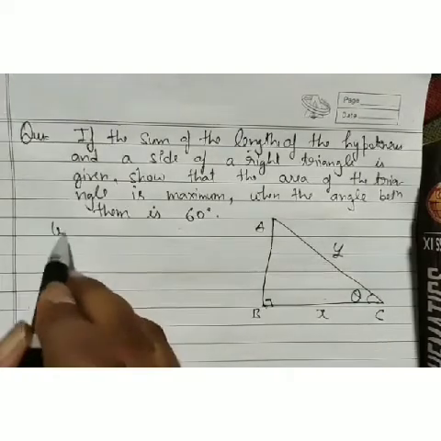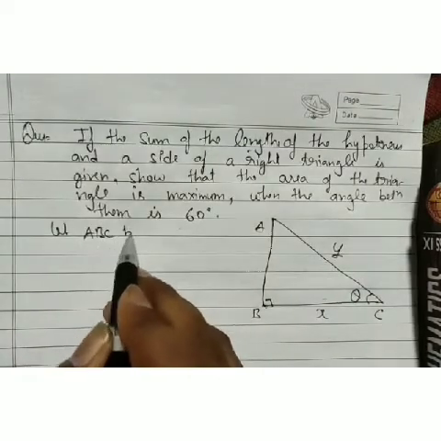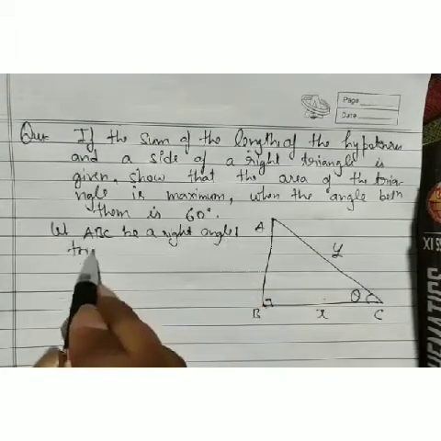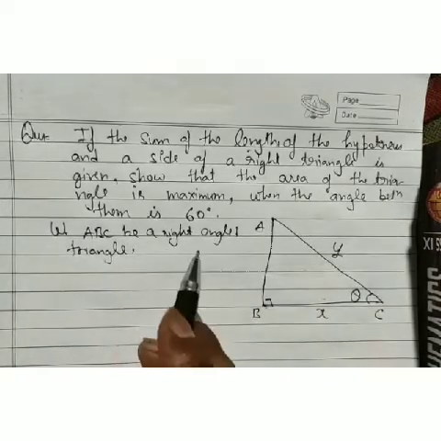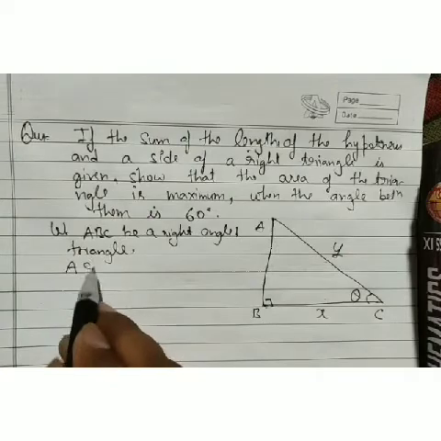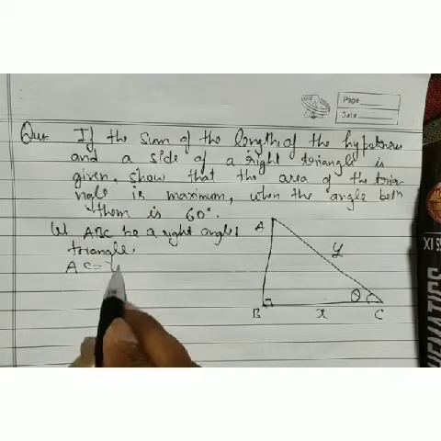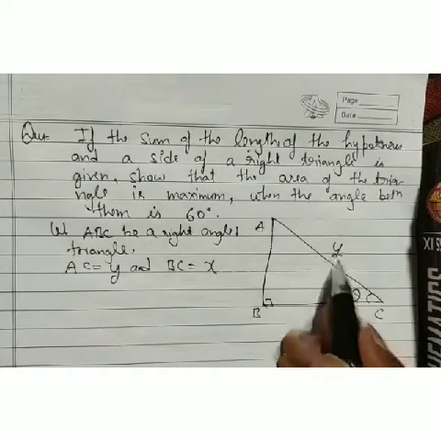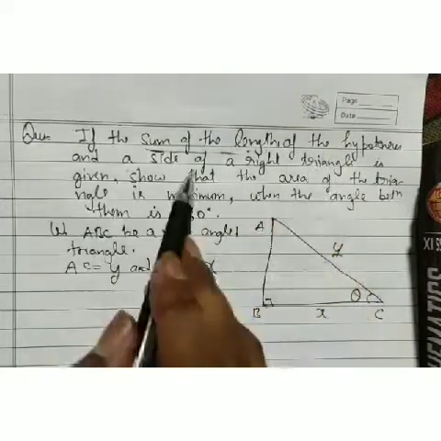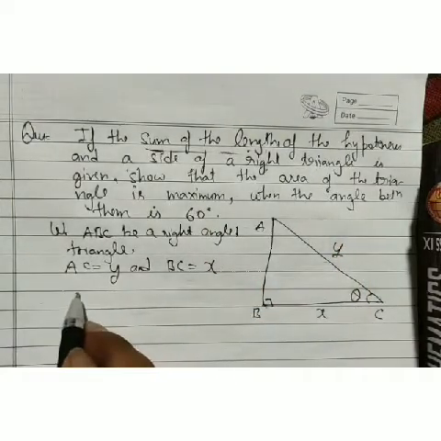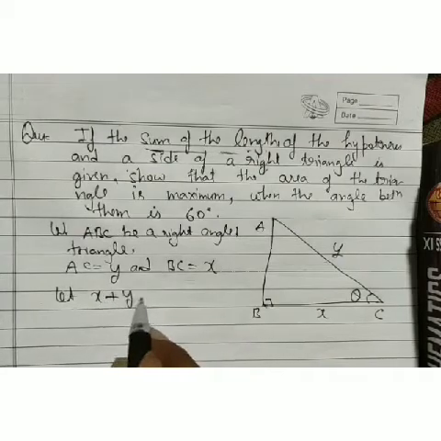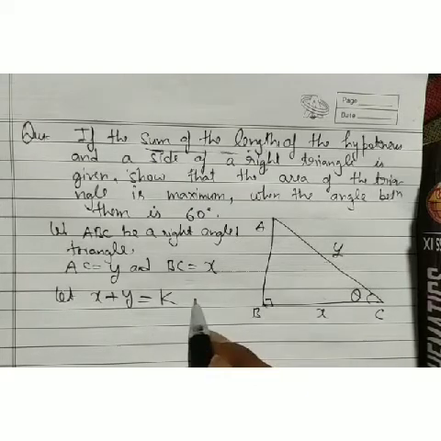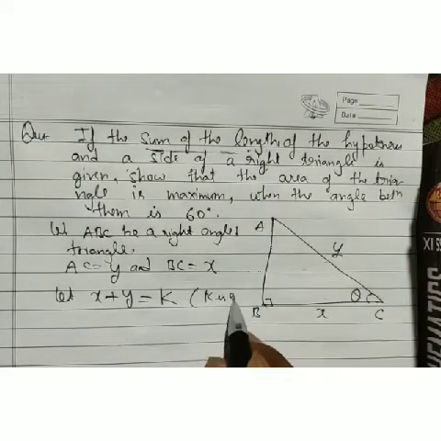So suppose we take our hypotenuse as y and our base as x. Let ABC be a right angle triangle, where AC is y and BC is x. Now we use the sum of the length of the hypotenuse and the side. Let x plus y be some constant k. Let's suppose the sum of these sides is equal to k, where k is any constant.